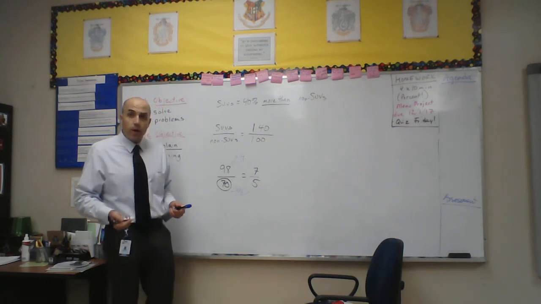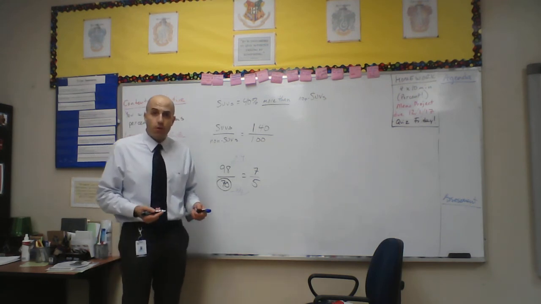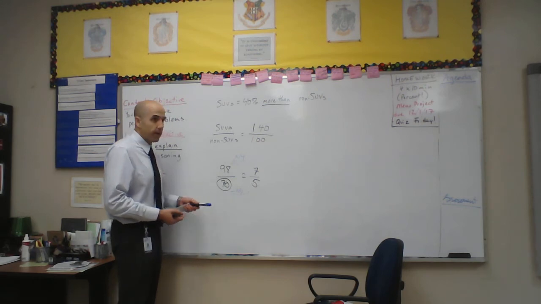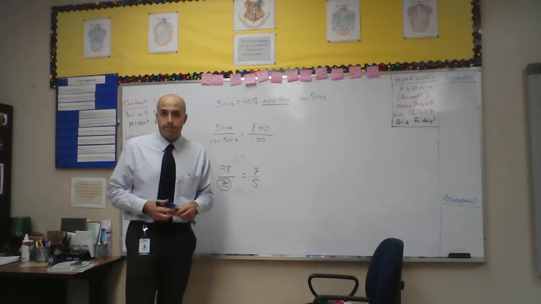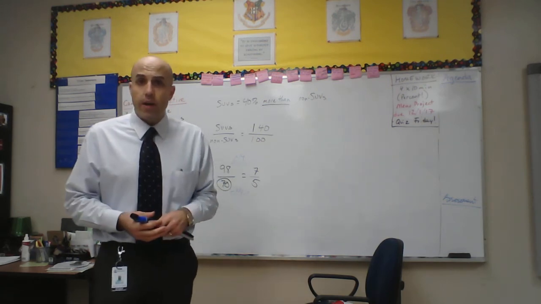So the number of non-SUVs is 70. In order to answer the question, though, it says how many vehicles total were there? Well, we'd add these two together, and I'll leave you to do that. All right? So that's percents greater than 100.